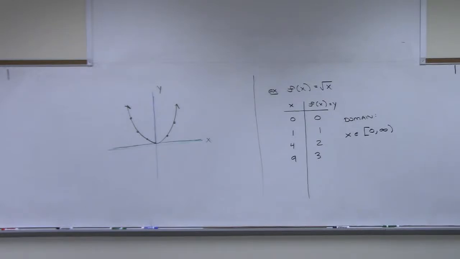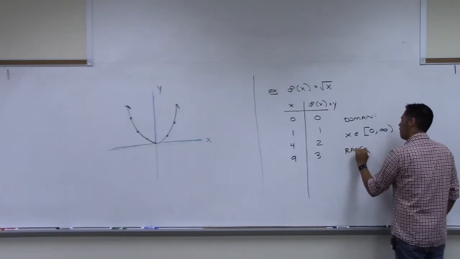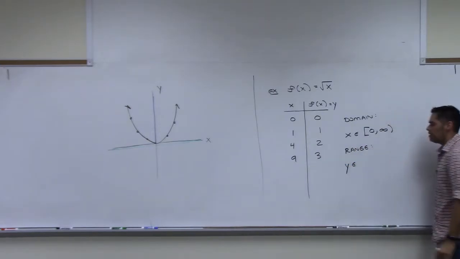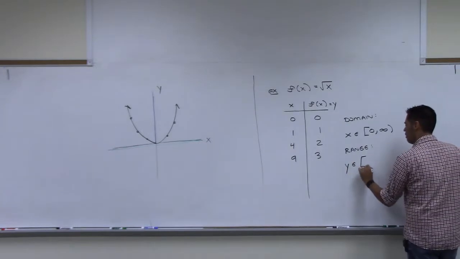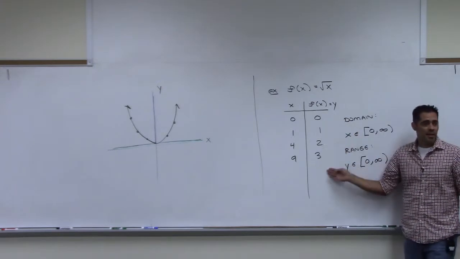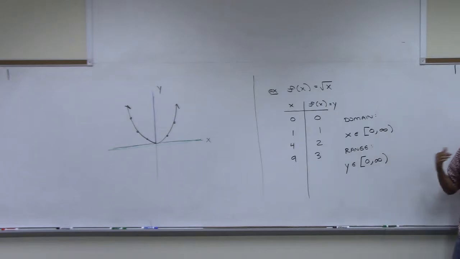And the range, what comes out, should be y values that are elements of what? 0 to infinity also. We're only going to get numbers that are positive out of this, and it is possible to get 0, but we're not ever going to get a negative out.